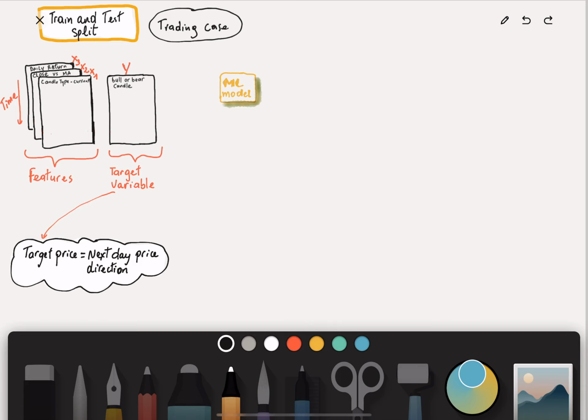Here, the target variable is whether the next day candle is going to be a bull candle or a bear candle. In other words, we are trying to predict the price direction. So let's say, given this data set, can we predict whether tomorrow the price is going to go up or the price is going to go down? This is what we're trying to do here.